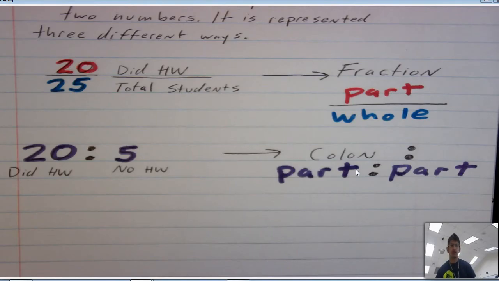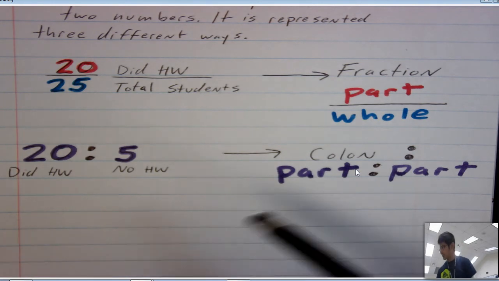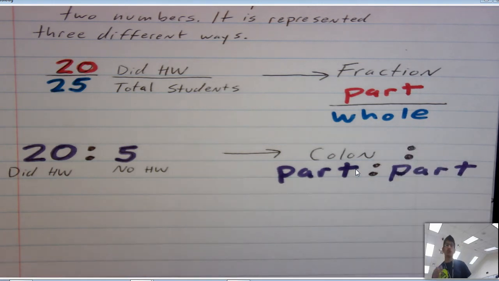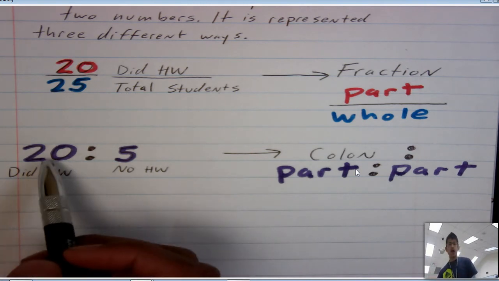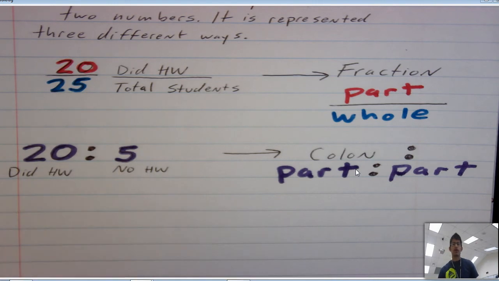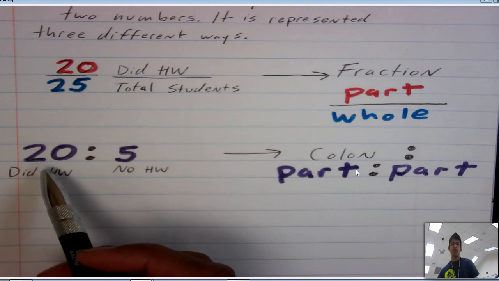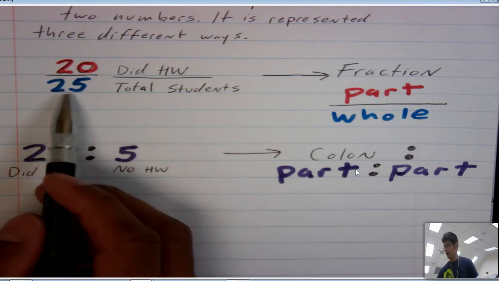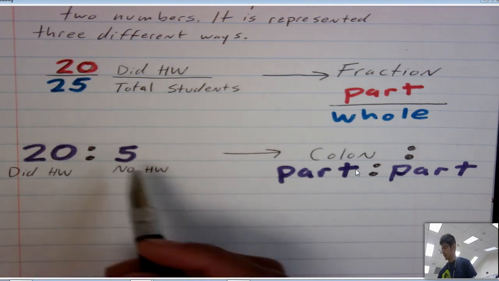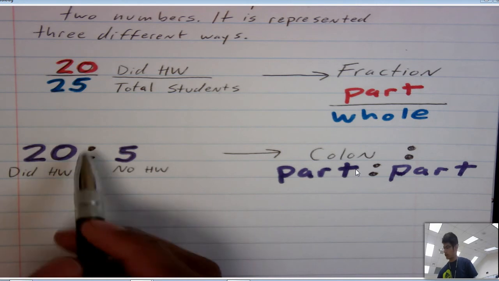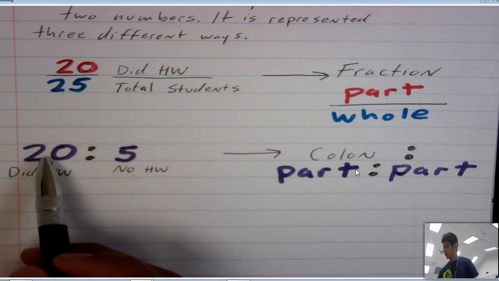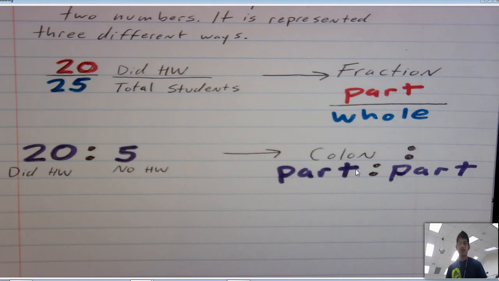Okay, so the next way we can write a ratio is using a colon. These two little dots are called a colon. You see these two little dots every single day when you look at a clock. Remember the hours and the minutes? So hours and minutes is how a clock uses a colon. Using my example, if 20 kids did the homework, how many kids did not do the homework? If there were 25 total students, there would be 5 kids. So a ratio can be written like this, 20 to 5, meaning 20 kids did the homework and 5 kids did not do the homework.